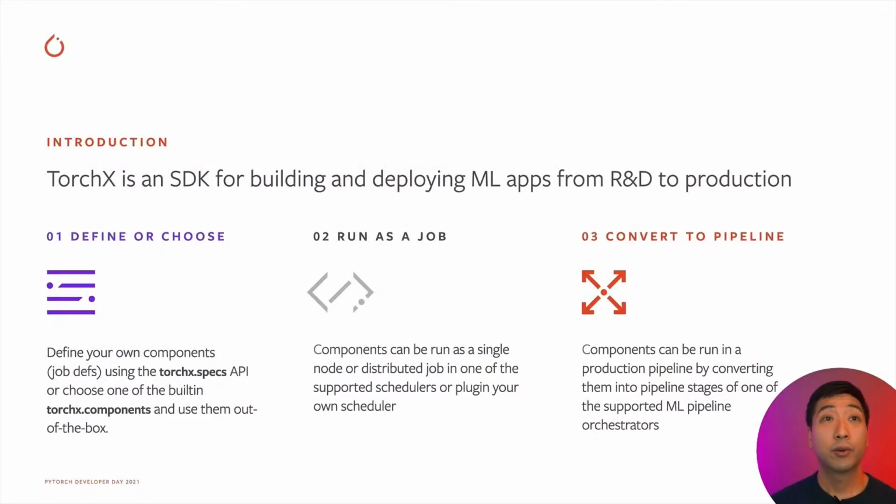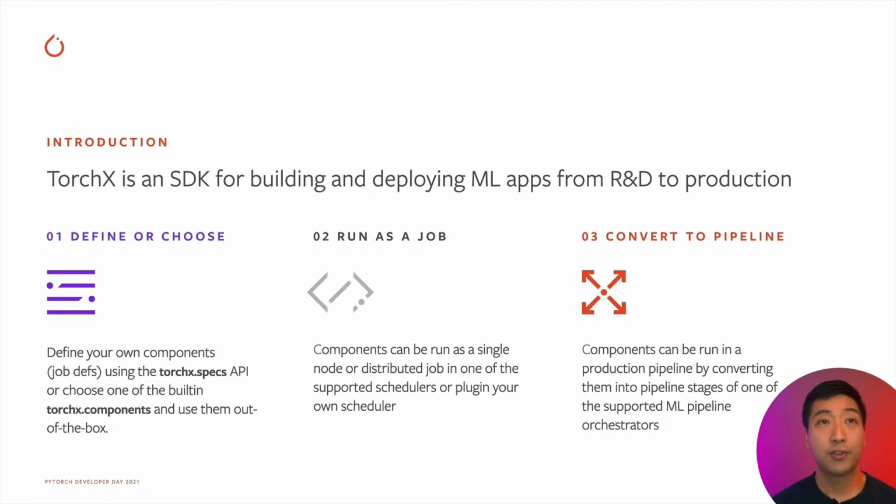In short, TorchX is an SDK for quickly building and deploying ML applications from research to production. It enables this in 3 very easy steps. The first step is to define or choose a component. A component is just a fancy term for a flexible job specification.